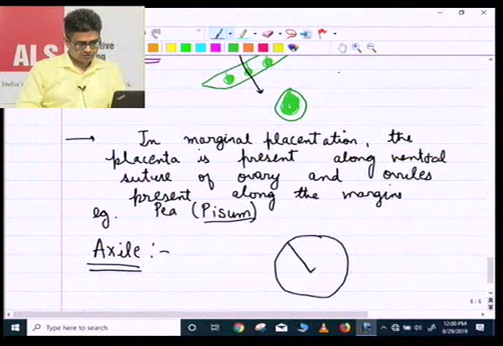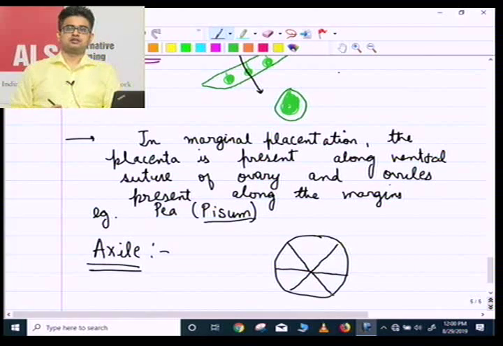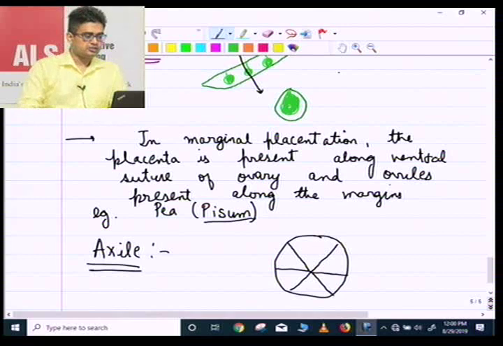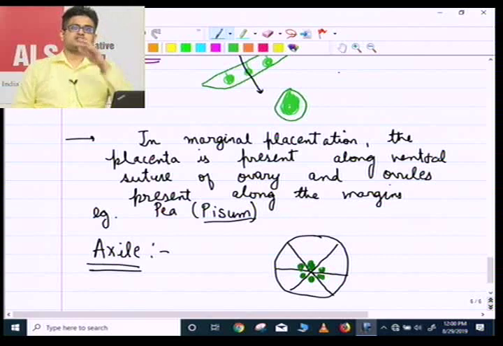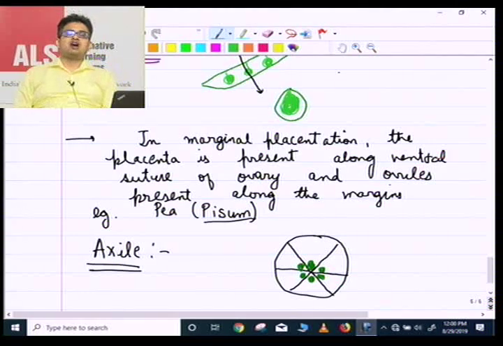This condition will arise, what I am drawing here. And where will the seeds or ovules be present? The seeds or ovules will be present here on the central side. So here 6 have merged. If 5 have merged together, I will call it pentacarpellary.